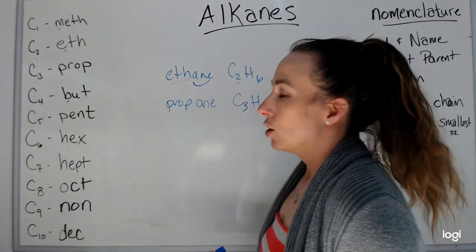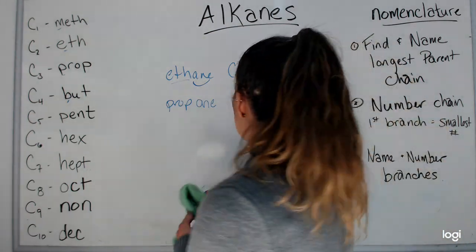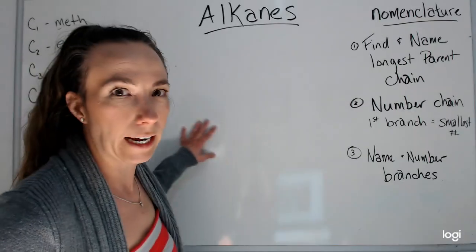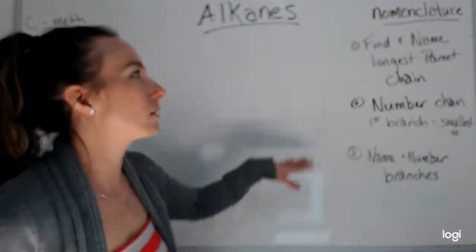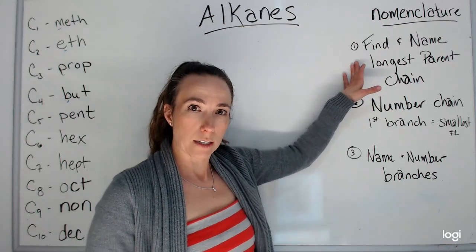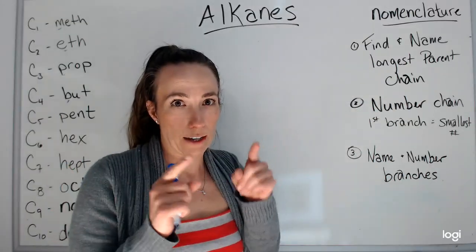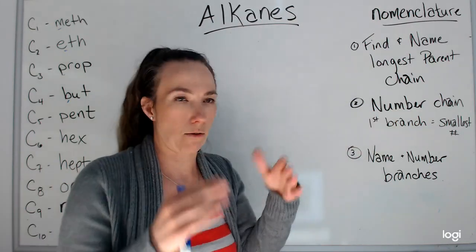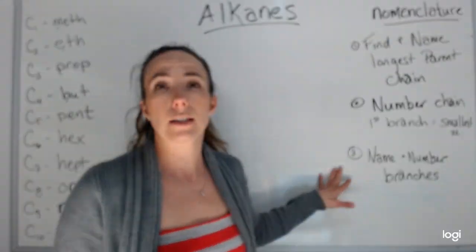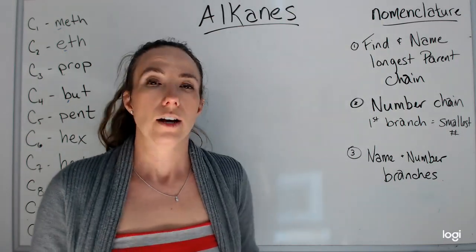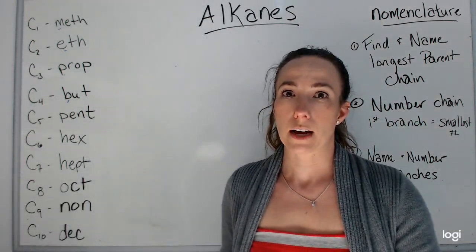Okay. So when you're naming alkanes, there are certain rules you have to follow when they're a little more complicated than these nice simple ones. We're going to find and name our longest parent chain. Then we're going to number that chain, because you can go forwards or backwards when you're numbering. And then you're going to name and number the branches that might be hanging off of this chain. So let's go through some examples of that.